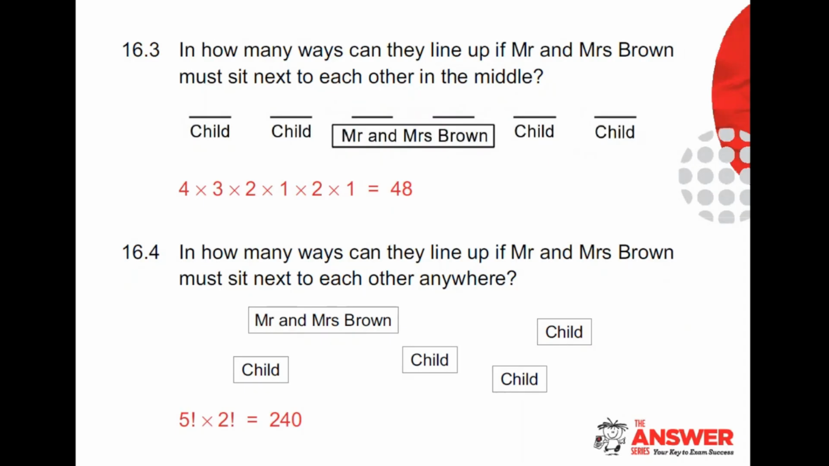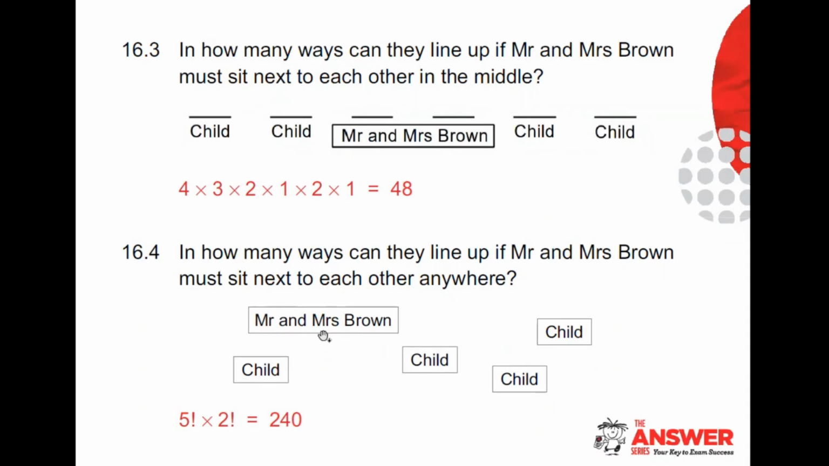So I now think of arranging the parents, child 1, child 2, child 3, child 4. So how many things am I arranging? 5. I'm arranging 5 things. In how many ways can I arrange 5 things? 5 factorial.